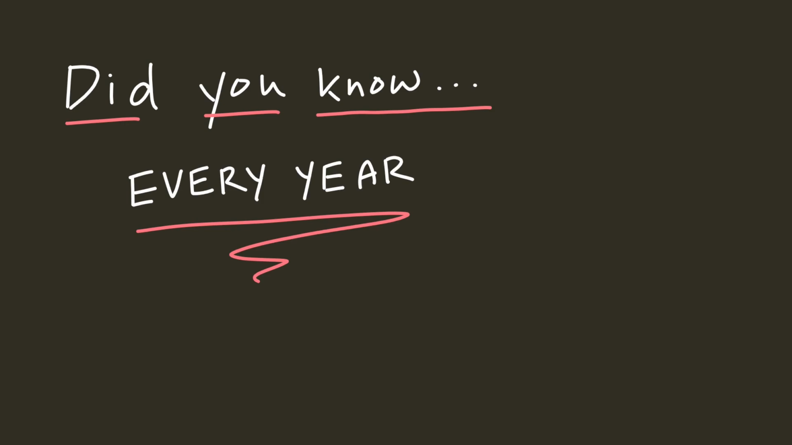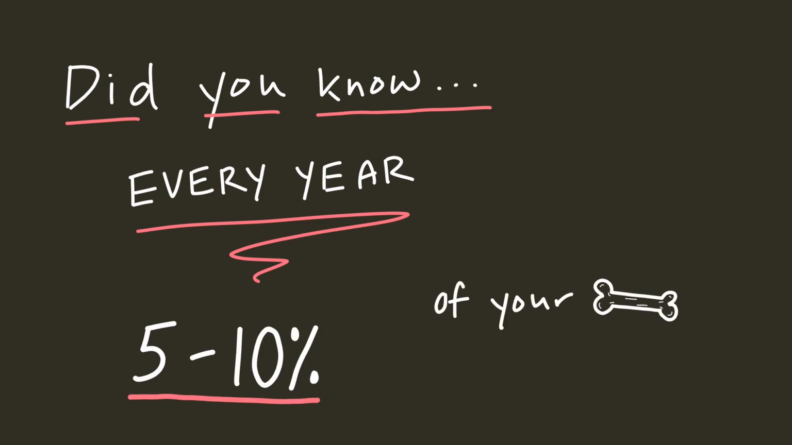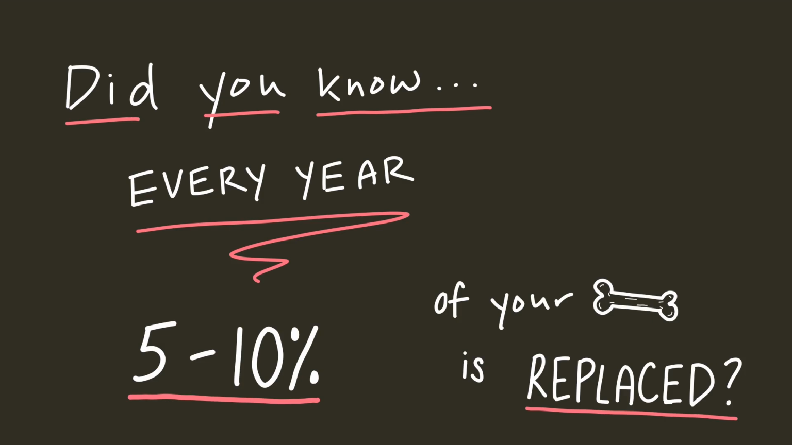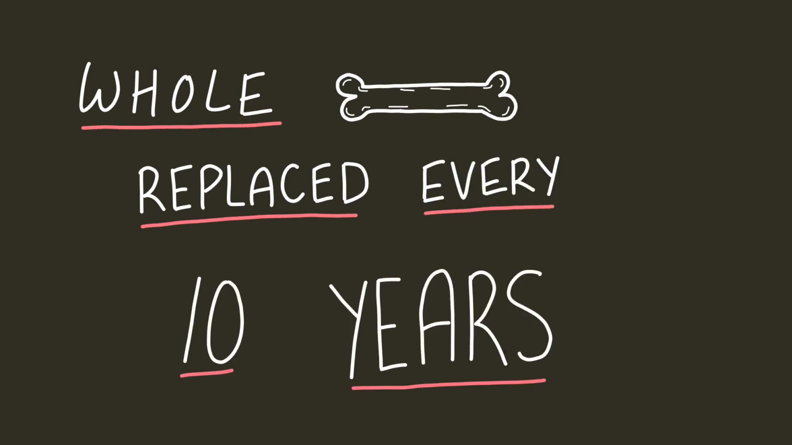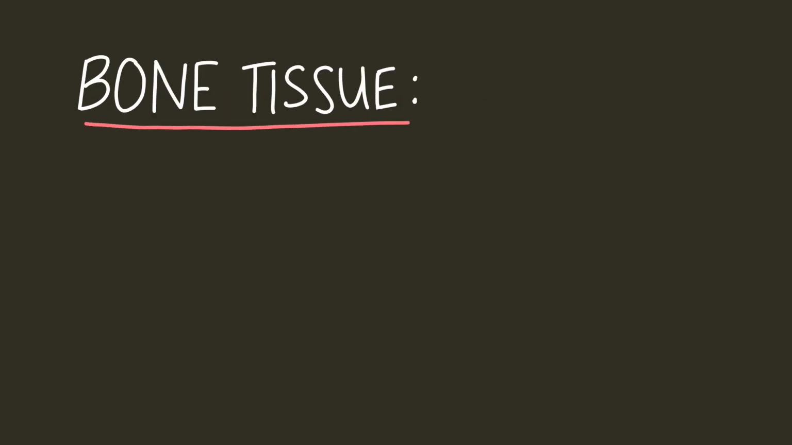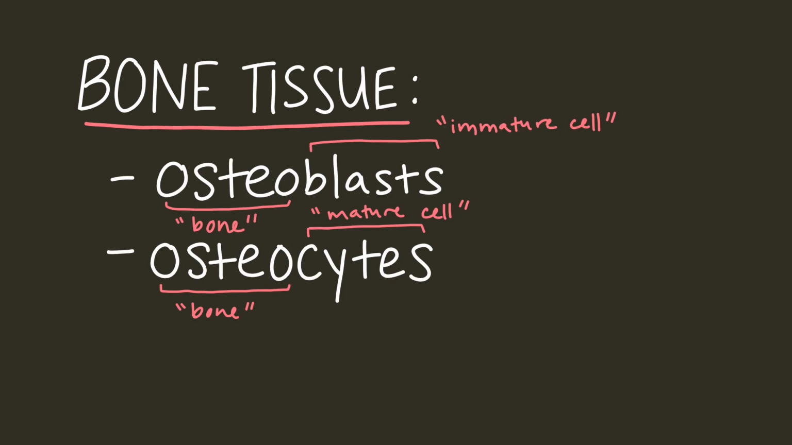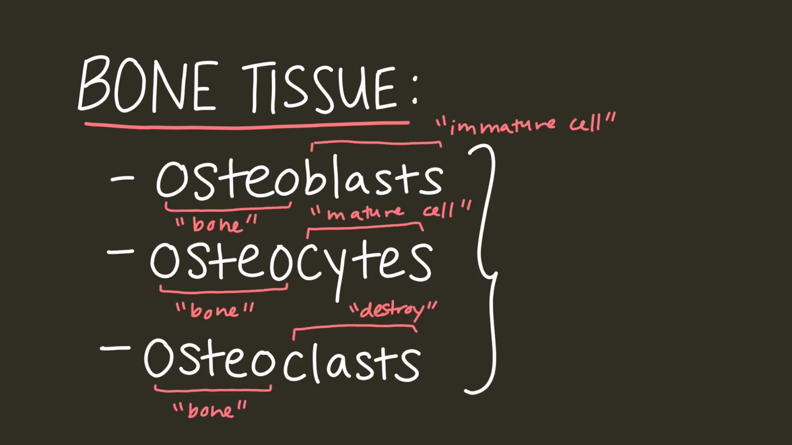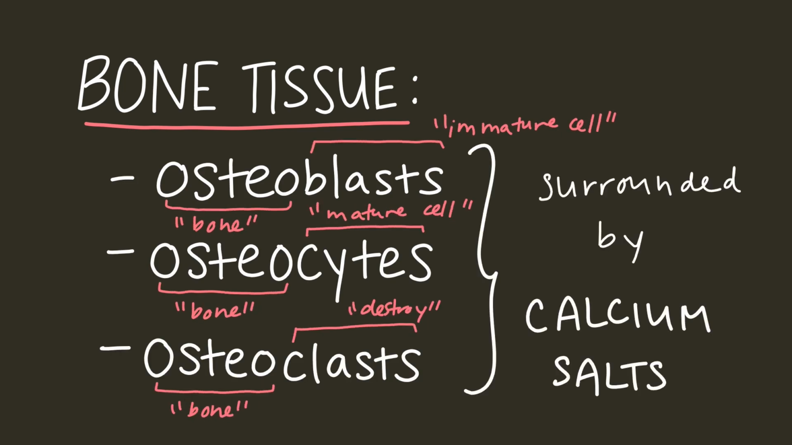Did you know that every year, 5 to 10% of your skeleton is replaced? That means that our whole skeleton is replaced about every 10 years. Bone tissue, made of cells called osteoblasts, osteocytes, and osteoclasts, all surrounded by calcium salts, is actually quite dynamic.